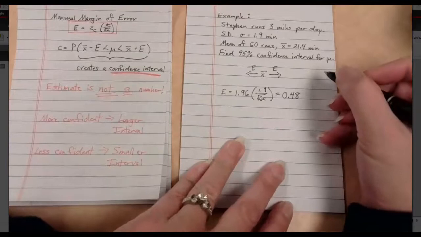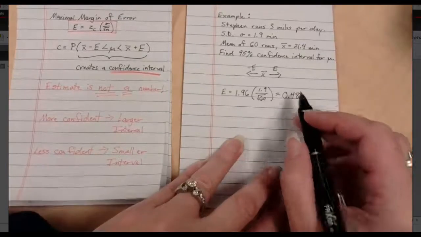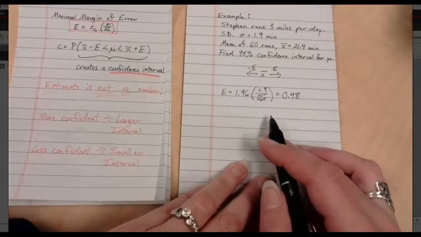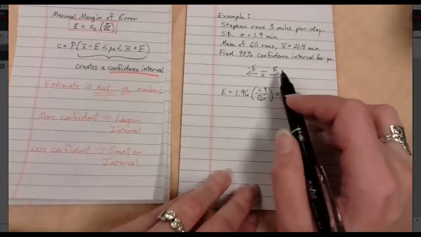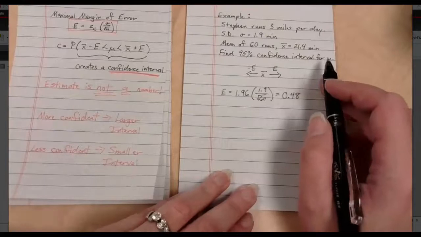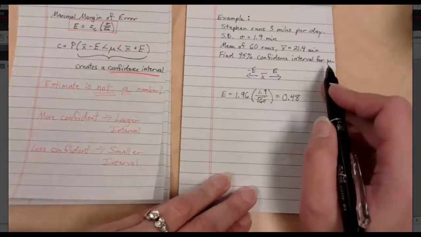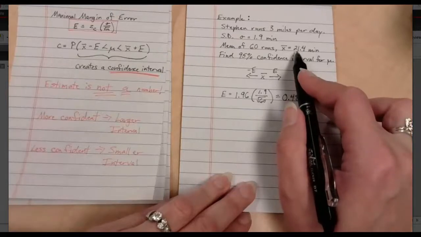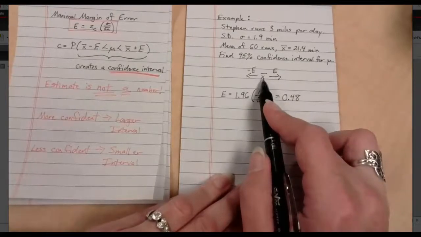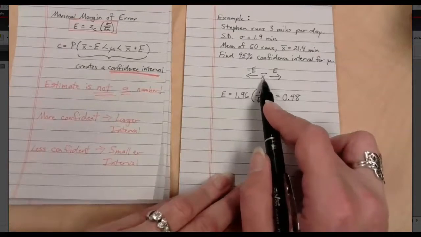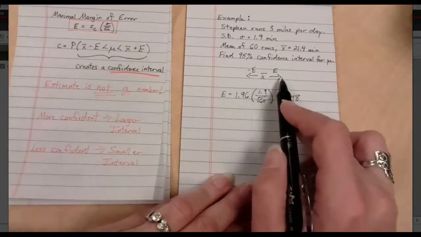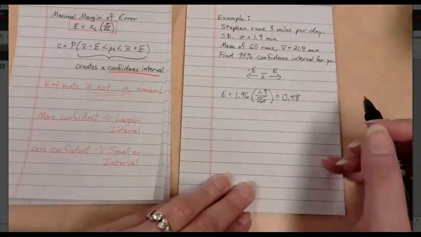Okay, 0.48. This is my maximal margin of error. Okie dokie. So what does this interval look like? Again, I'm trying to find an estimate for the mean of the population. I've got 21.4 at the center, standing in as a point estimate for mu. From the 21.4, I'm going to drop by my margin of error, 0.48, and rise by my margin of error, 0.48.